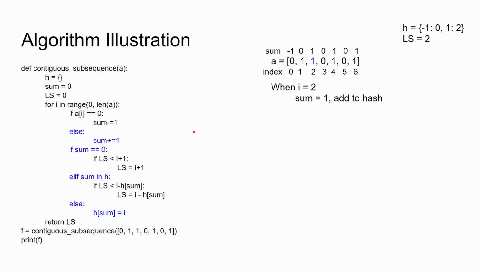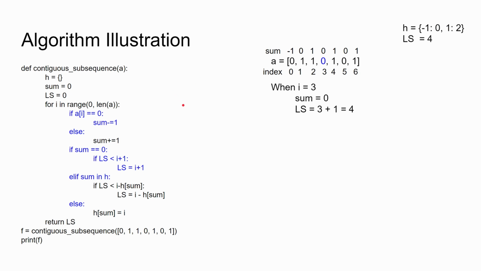When i is 2, A[i] is 1, so I'll increment sum to 1. Because sum is not 0, it's not going in this if statement, and because sum is not in the hash, it's not going in that else statement, so I'll add it to the hash. So now the hash has sum 1, index 2.